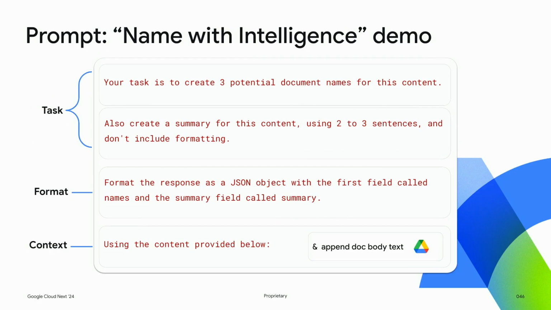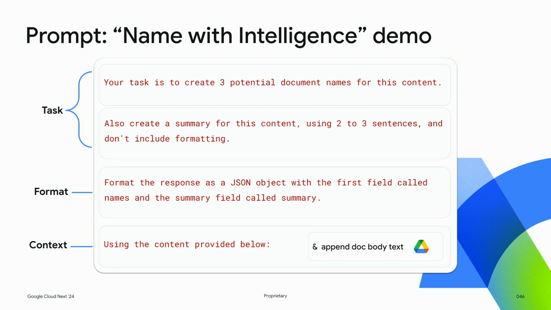Let me look at an example. We showed you a kind of big ugly one earlier. It was kind of long. This is actually the one that does the Untitled Name with Intelligence demo. Real quick, if you look at it, it's actually very, very simple. We have two tasks. Remember I mentioned we wanted three names for our documents. We wanted to create a summary of the content, very explicit.